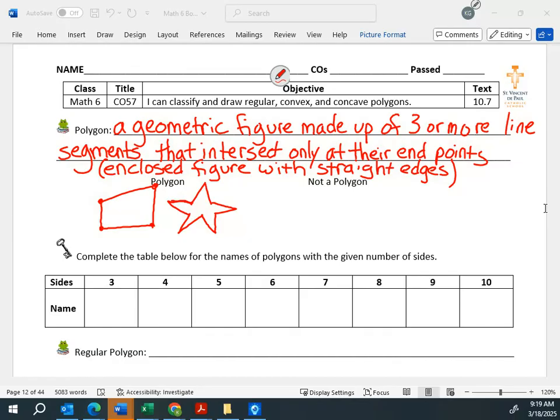Examples of not a polygon could be this, because there's an intersection not at endpoints. It has to intersect only at the endpoints. Could be something like this. It has a curve on one end, so not a polygon. Or something like this. It has an open side. It's only a polygon if all of the sides are closed, the sides are all straight, and they only connect at their endpoints.